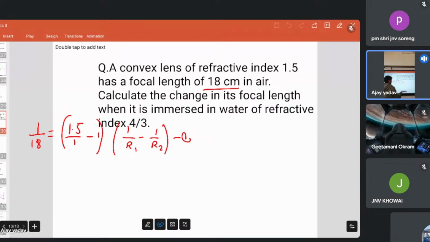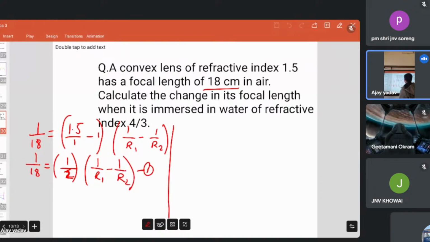This is the first equation. Now we can write this as 1 by 18 equals 1.5 minus 1, which is 0.5. 0.5 means it is 1 by 2, into 1 by R1 minus 1 by R2. This is the first equation.